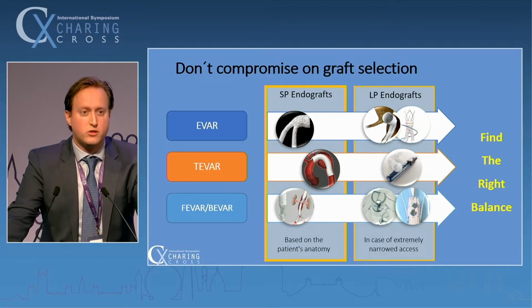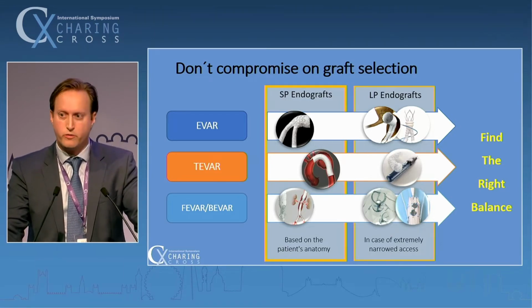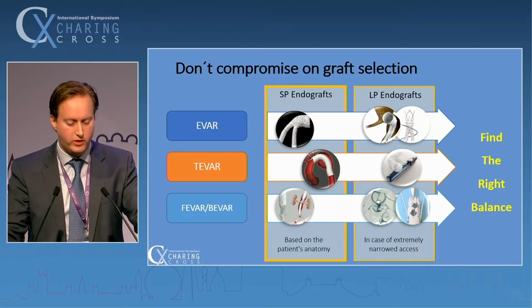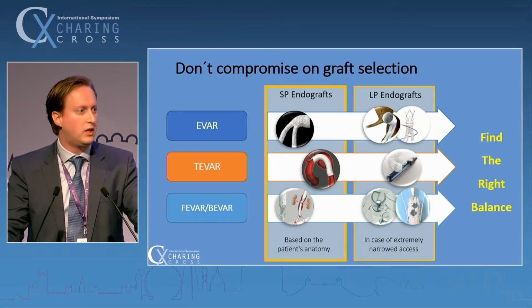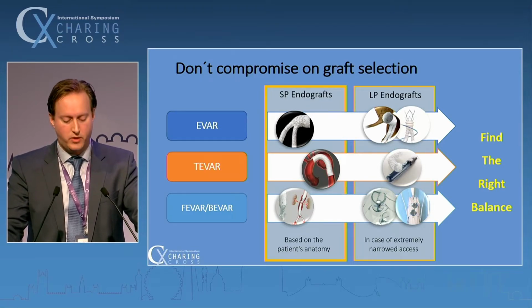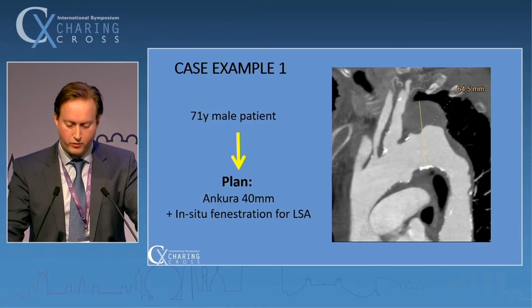So don't compromise on graft selection. When I have a patient with narrow vessels, I order a low profile endograft. When I have normal vessels, I use a standard device. Calcium doesn't bother me anymore with this new technology. So I have two examples for you.